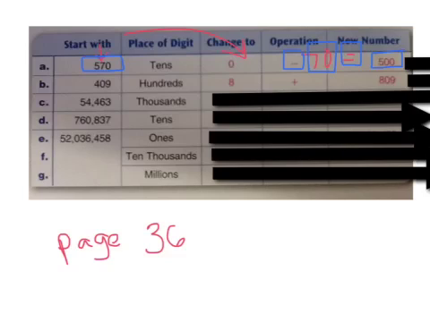With the next one, we're going to start with 409. We said we want to add. Well, if we want to add to get the hundreds place to be an 8, we have to add 4 more, or 400. So you're going to add 400 on your calculator, press equals, and it should be 809.